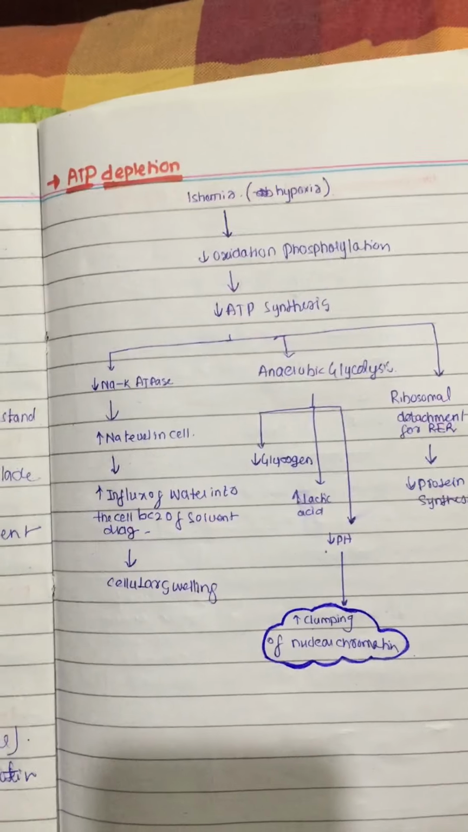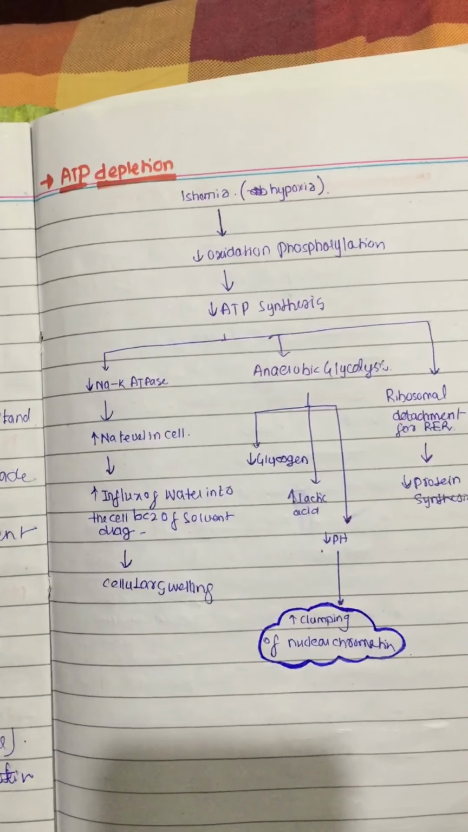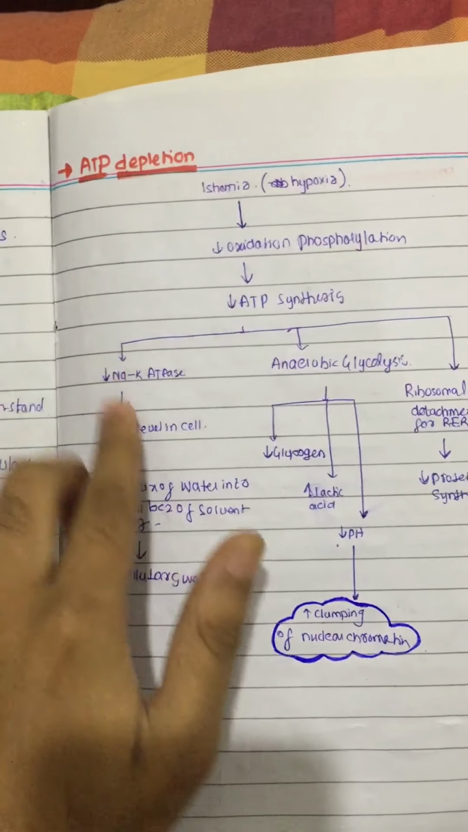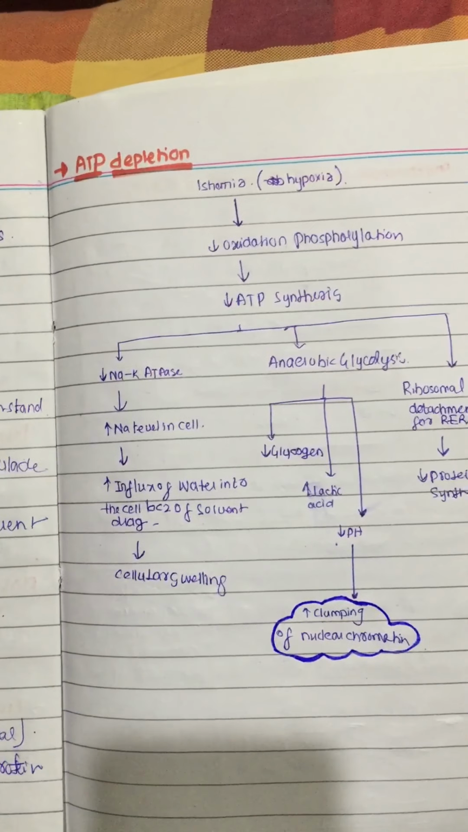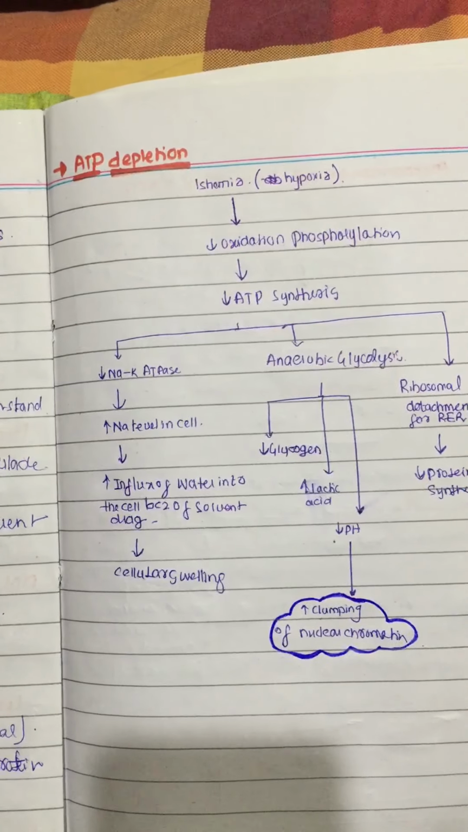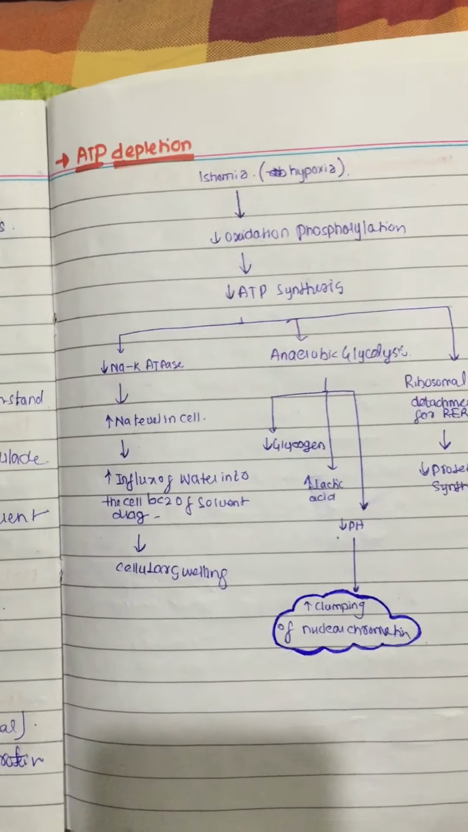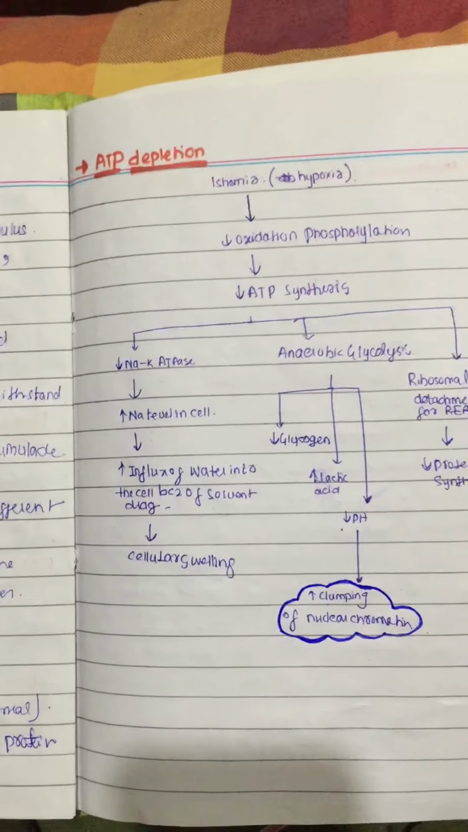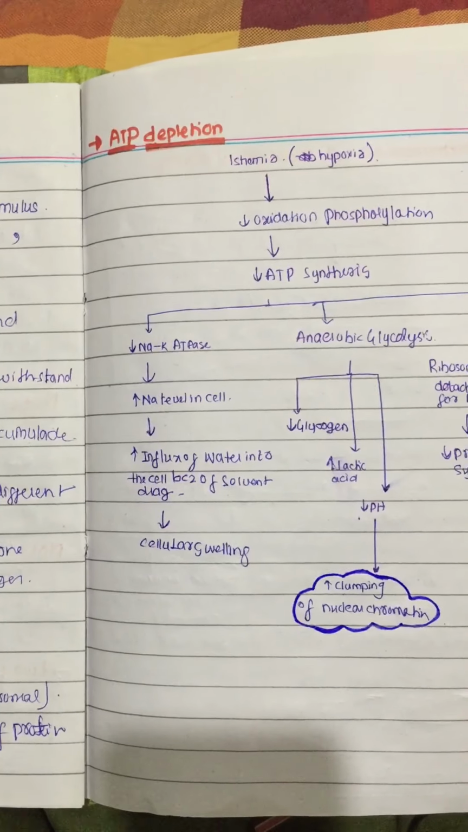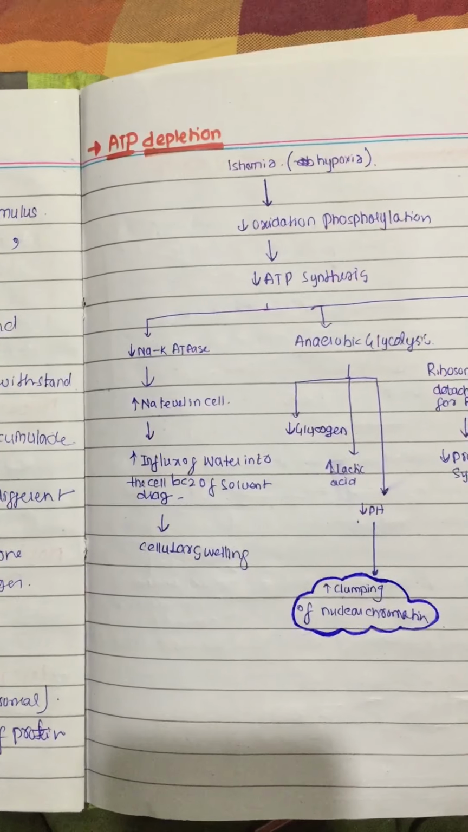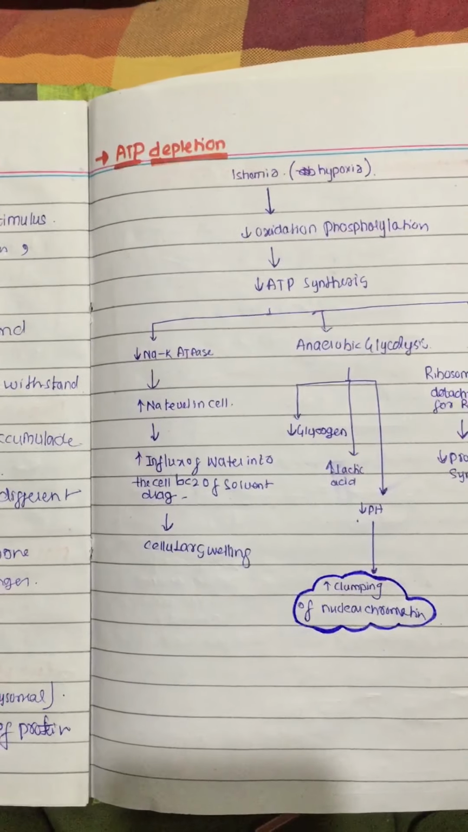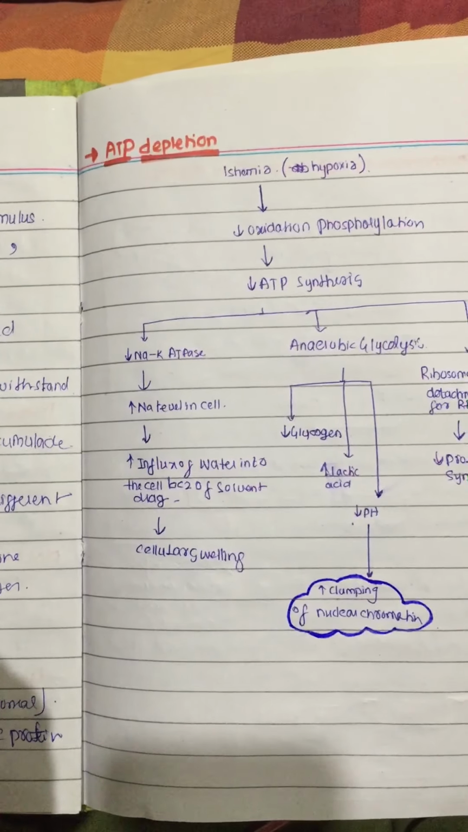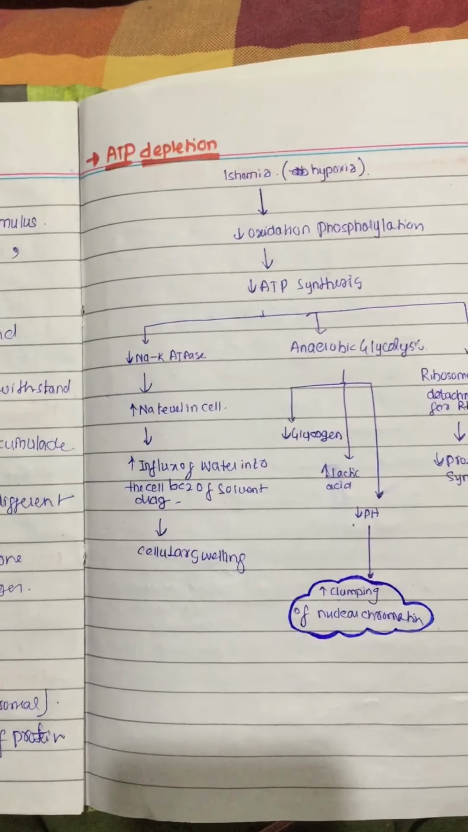First, there's going to be the sodium potassium ATPase will not work, and because of this there's going to be increased level of calcium and sodium inside the cell. And because of that, we already studied in second year that there's gonna be a thing called solvent drag, and because of this the water is gonna be coming inside the cell, and because of this the cell gonna swell.